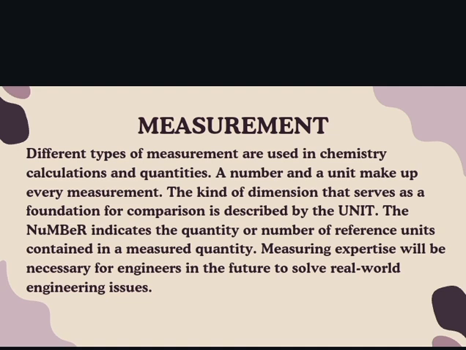Measurement. Different types of measurement are used in chemistry, calculation, and quantities. A number and the unit make up every measurement. The kind of dimension that serves as a foundation for comparison is described by the unit. The number indicates the quantity or number of reference units contained in the measured quantity. Measuring expertise will be necessary for engineers in the future to solve real-world engineering issues. Measurement is the process of associating numbers with physical quantities and phenomena.